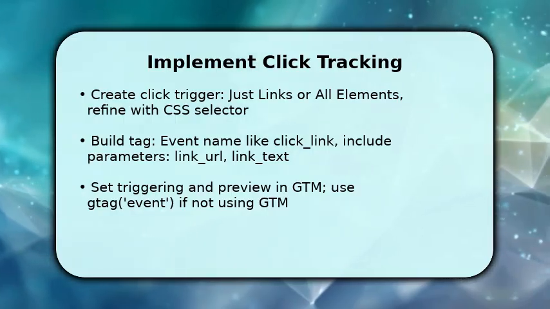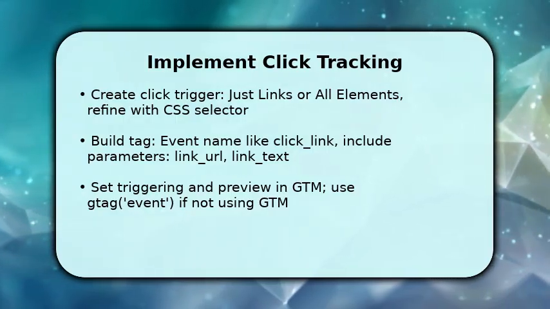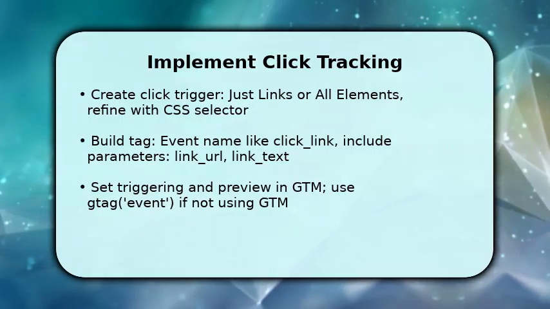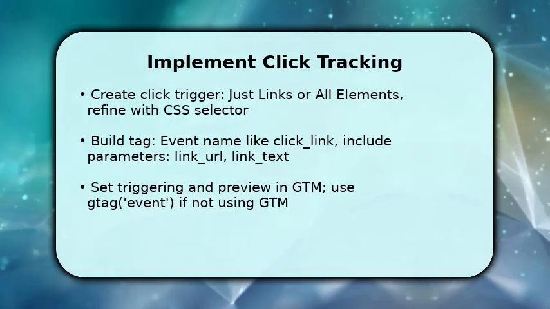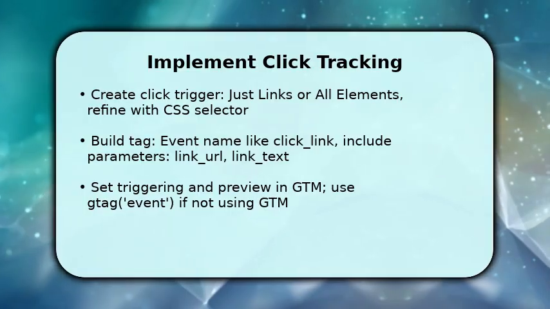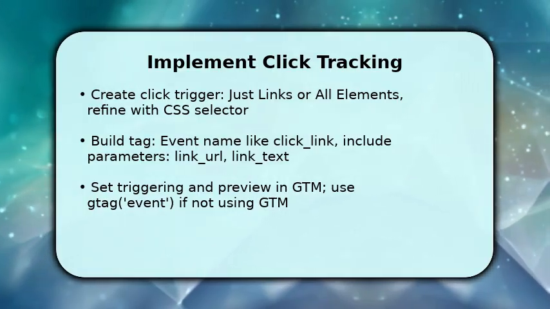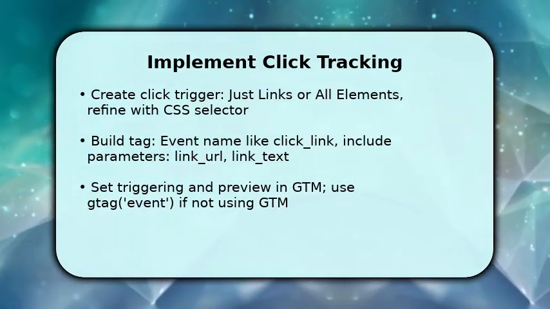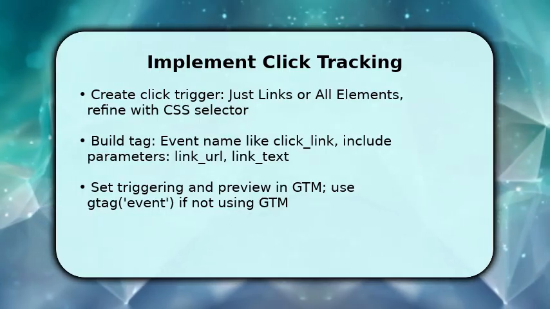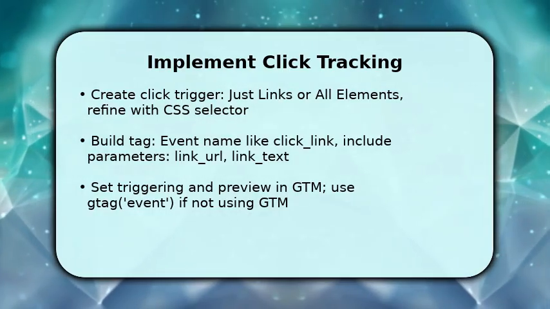If you use GTM, set the tag to fire on your click trigger and enable built-in variables such as click URL and click text. If you use GTag, JS, attach a GTag event, click link, link URL, call inside the click handler. Make sure sampling or blocking rules aren't preventing events.